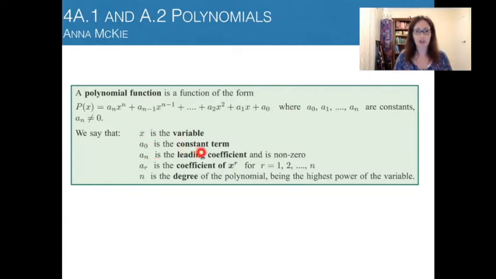A0 is the constant term, so that's the term at the end here because it has no x attached to it, no variable. An is the leading coefficient, so that was here attached to the x with the highest power. Ar is the coefficient of the variable x^r, where r depends on the power, and n is the degree of the polynomial, being the highest power. So if that n was a 4, it would be a polynomial of degree 4.